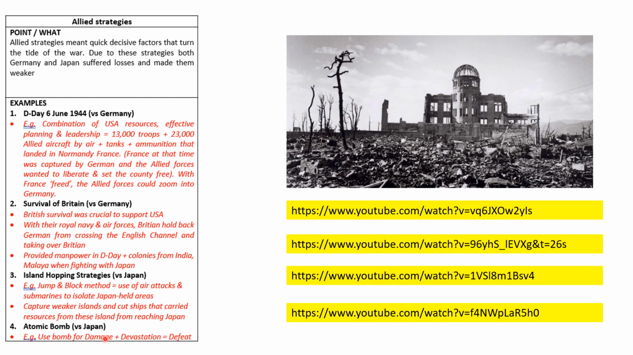And of course, enough said, we talk a lot about the atomic bomb. The use of the bomb especially caused the end of World War II, because unfortunately the bombs caused a lot of damage as well as devastation, and it led to Japanese defeat eventually.